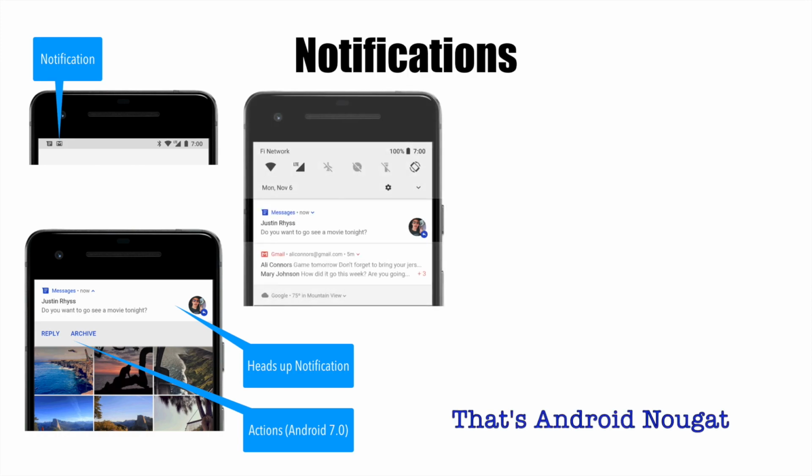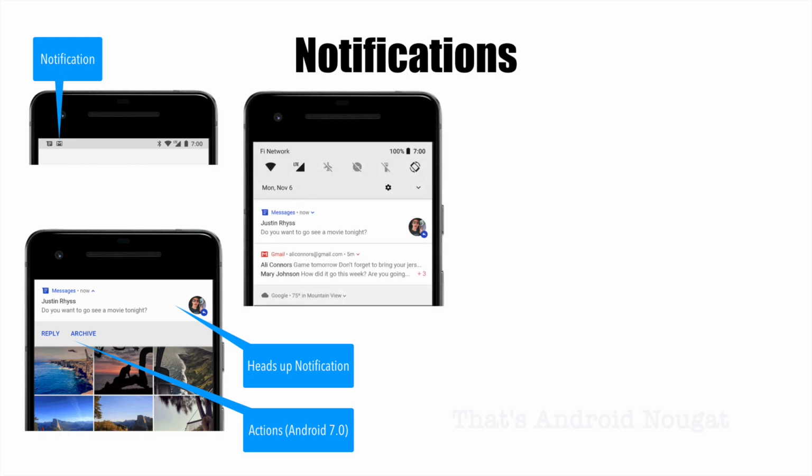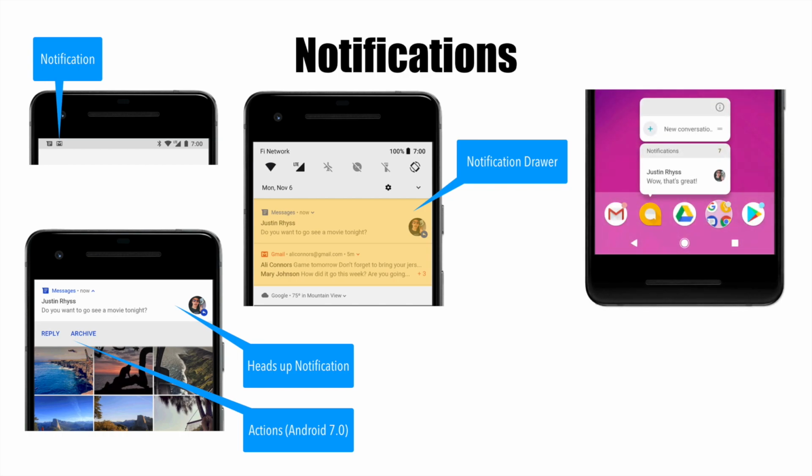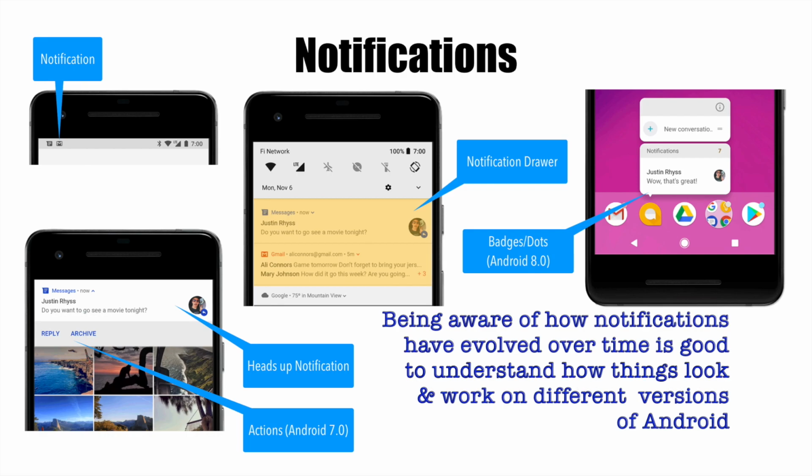And once you have a lot of notifications, you can pull down the section from the top of your screen. This section is called the notification drawer. And with the introduction of Android Oreo, the concept of badges or dots has been introduced with notifications. Some of these options with notifications, about how they get displayed and how you handle them, are configurable when you create the notifications.